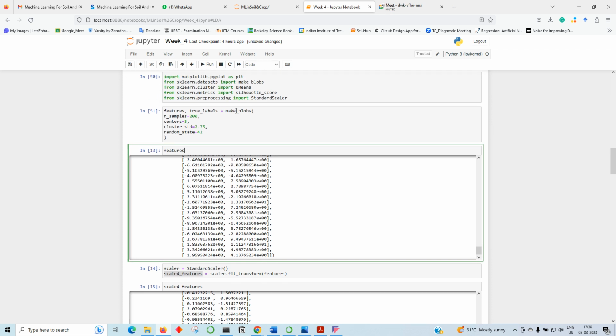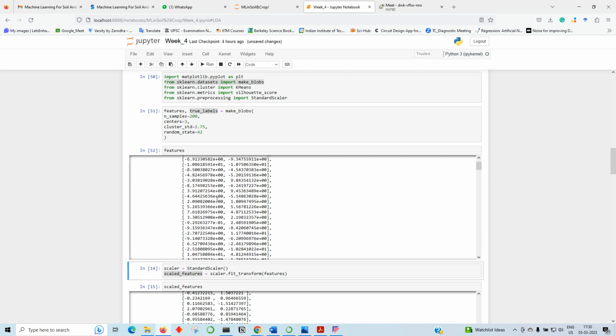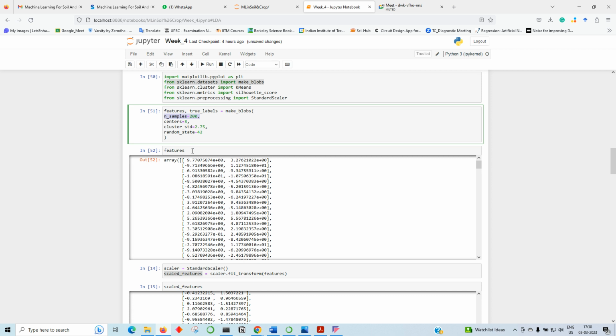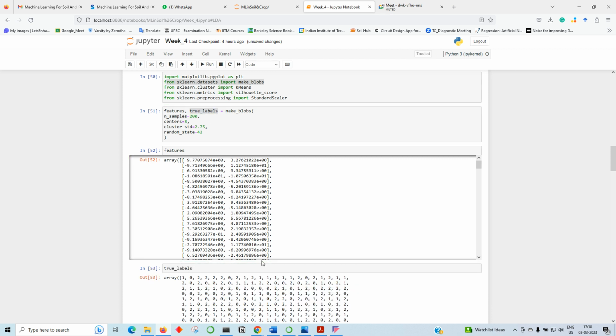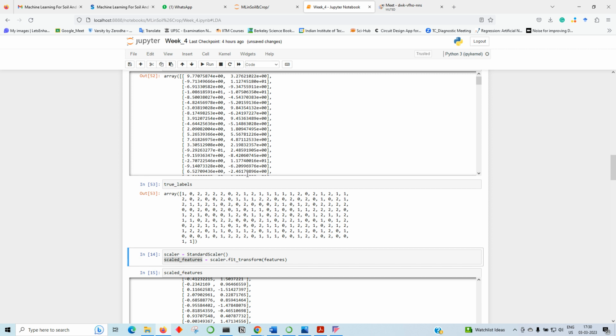You can see that we imported from the make_blobs function, which is inbuilt in scikit-learn, the features and their true labels. You can see that we have x1 and x2, two features, and 200 samples. Let me also show you the true labels. You can see the true label is also there. We set three centers, so there are 0, 1, 2 true labels we can see.